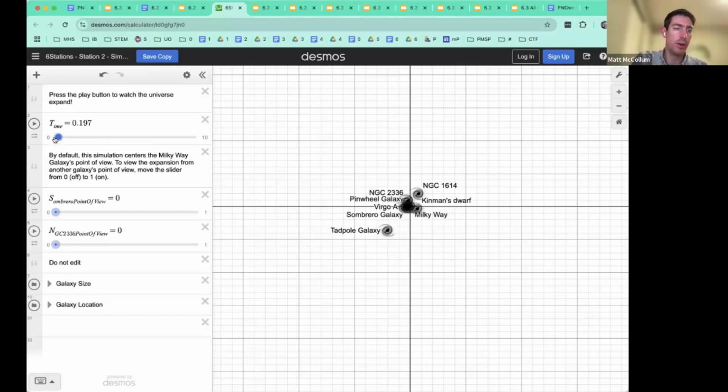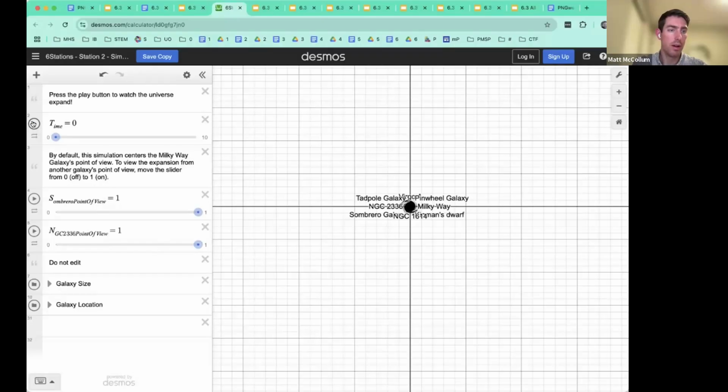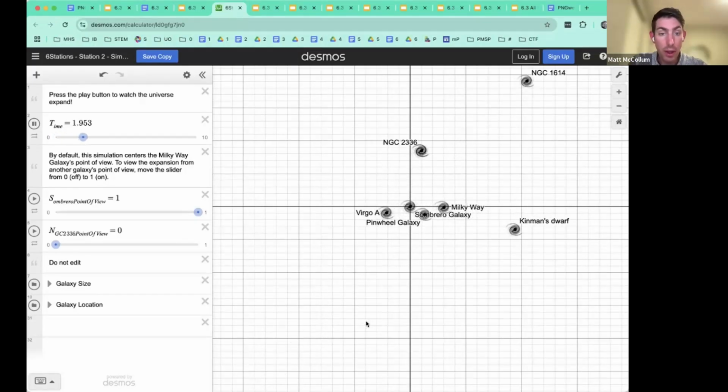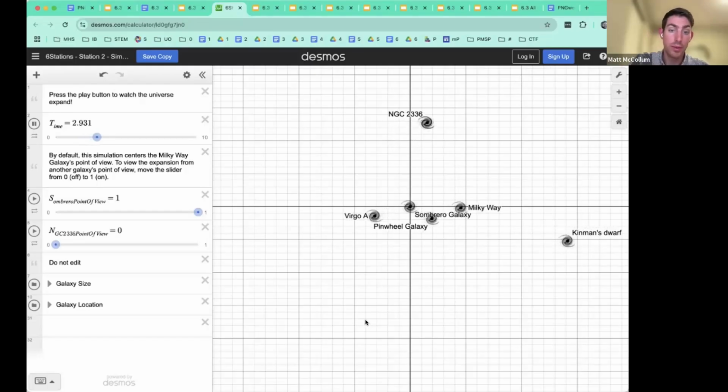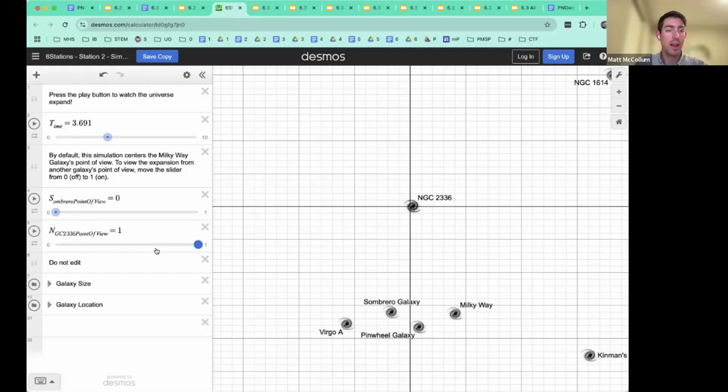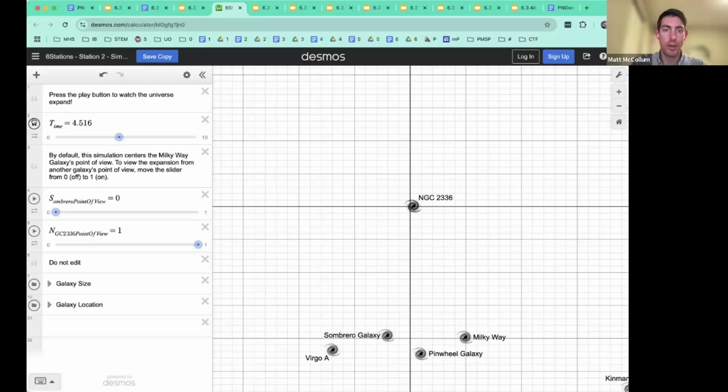So if you maybe slide it over to 1 and then do their point of view. You can see, and then press play. Keep that one off for now. You can now see that the Milky Way is going away from the Sombrero Galaxy's point of view, and then we could look at somebody else's point of view, and everything's moving away from it. And so just the idea of your point of view is showing that you're the center of the galaxy.